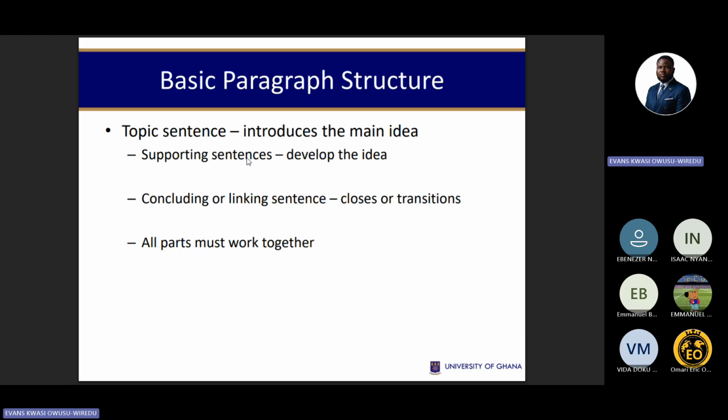Now follow. Okay. So the concluding or linking sentence is also another aspect in paragraphs, right? We are looking at paragraphs. So these are things that you are likely to find in a paragraph, because mind you, I said what?